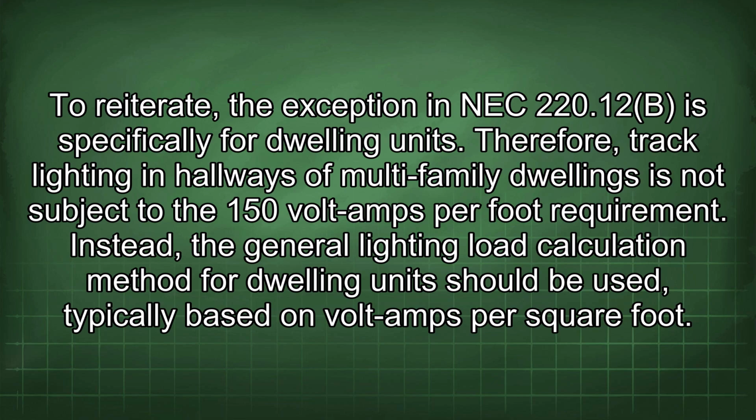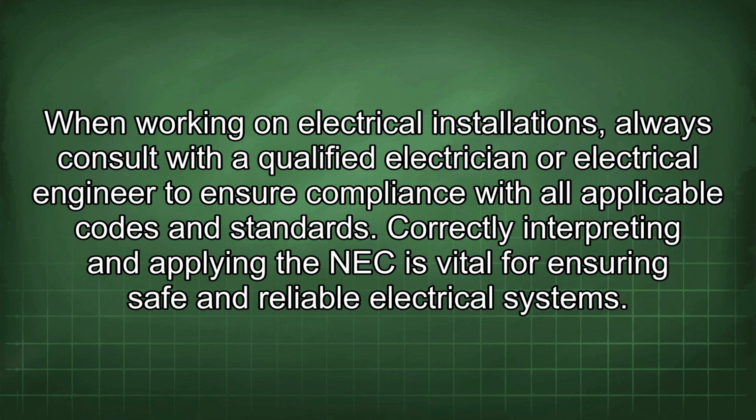To reiterate, the exception in NEC 220.12b is specifically for dwelling units. Therefore, track lighting in hallways of multi-family dwellings is not subject to the 150 volt amps per foot requirement. Instead, the general lighting load calculation method for dwelling units should be used, typically based on volt amps per square foot. When working on electrical installations, always consult with a qualified electrician or electrical engineer to ensure compliance with all applicable codes and standards. Correctly interpreting and applying the NEC is vital for ensuring safe and reliable electrical systems.